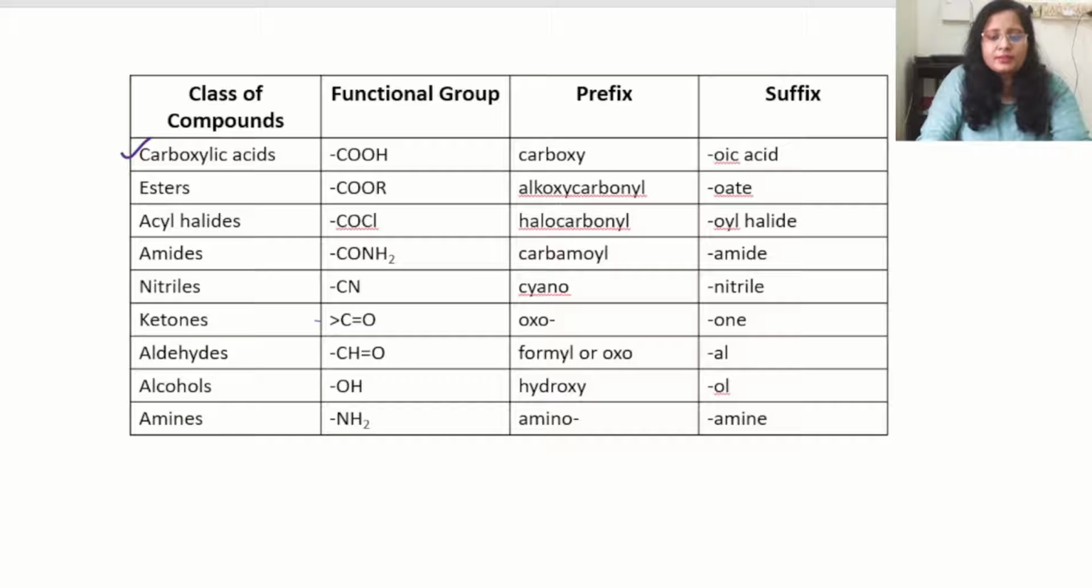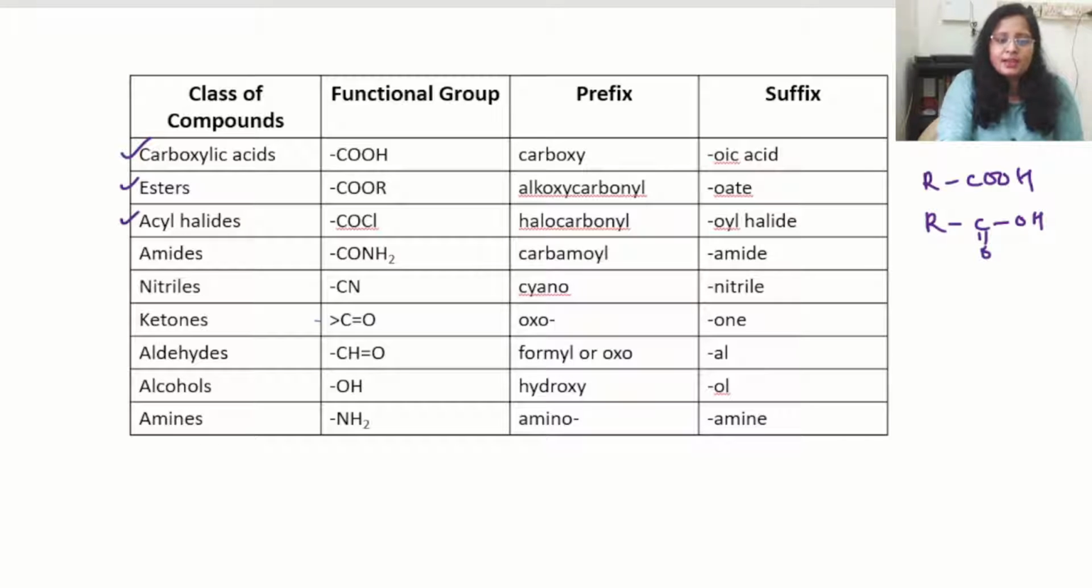So we can get RCOOH, or we can see COOH. Both mean it is a carboxylic acid group attached to the parent group R. So we will say oic acid. The next one is esters. The functional group sign is COOR. The prefix used is alkoxycarbonyl and the suffix is oate.